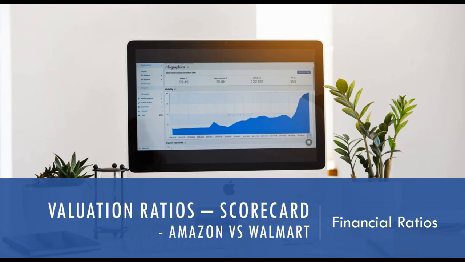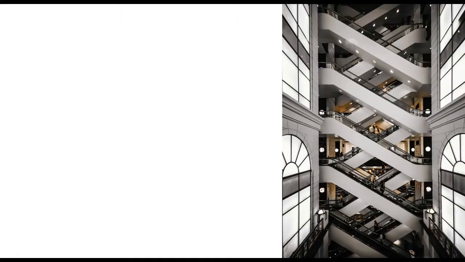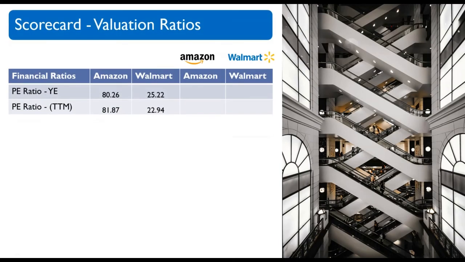Hi, welcome back. In this section, we'll go through the scorecard for the valuation ratios for Amazon and Walmart. First, we calculated the PE ratio as at year end. For Amazon, we calculated a PE ratio of around 80.26 as at their fiscal year end. And then for Walmart, they had a PE ratio of around 25.22 as at their fiscal year end. So here, Amazon would have the higher PE ratio.